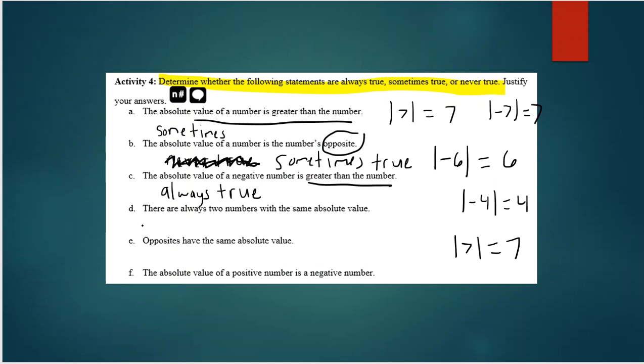Okay, D, there are always two numbers with the same absolute value. That is true. Opposites have the same absolute value, and every single number we can write on the number line has an opposite. Opposites have the same absolute value. That is true. And then the absolute value of a positive number is a negative number. That is never true. Absolute value is always positive.